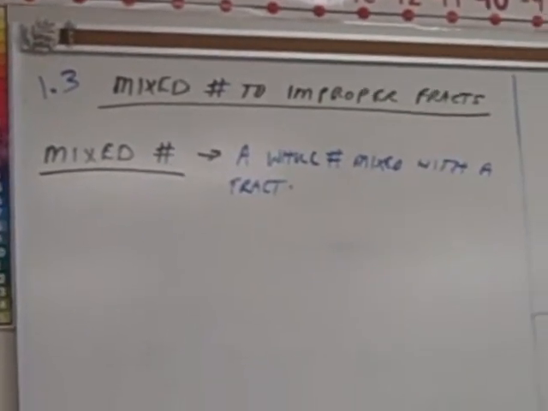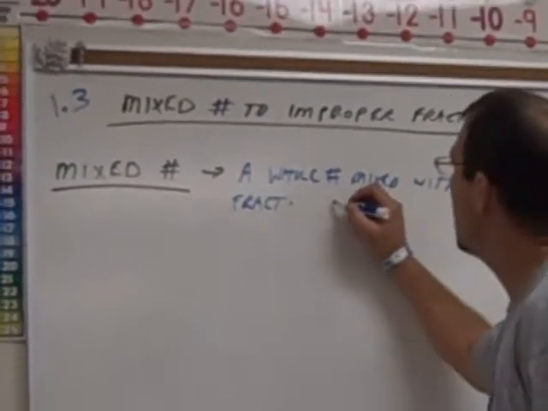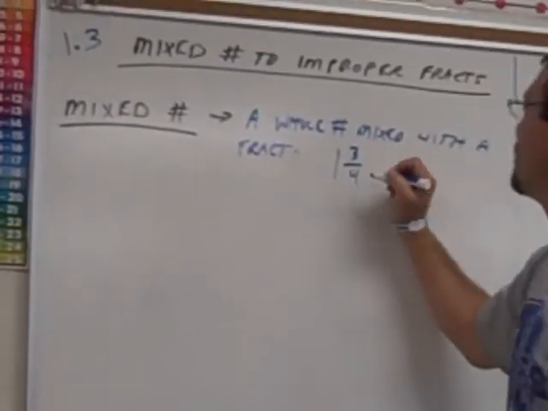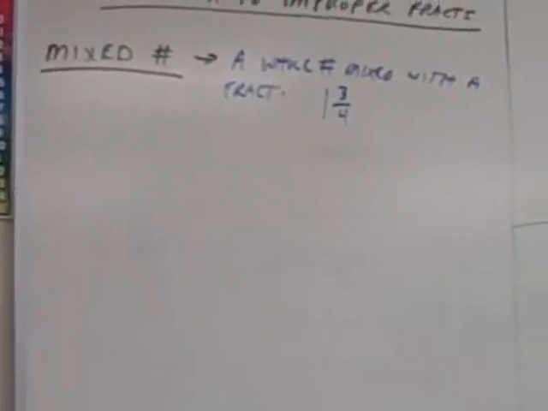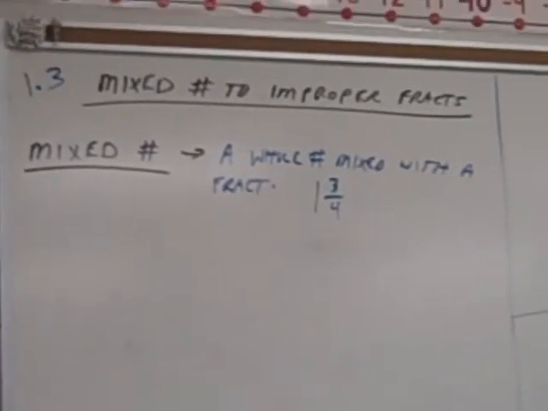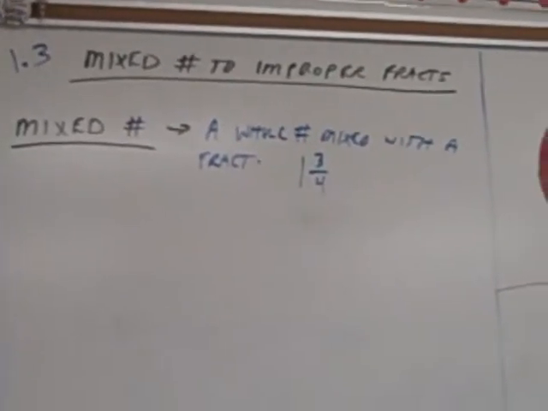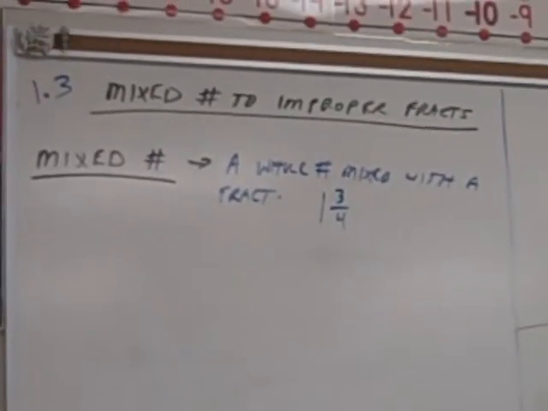So what does one look like, birthday? Call one out to me. 1 3/4. There's an example of a mixed number. It's mixed. It's got a big whole number and it's got a fraction all together. It's mixed up. It doesn't know whether it's a fraction or a whole number. A whole number mixed with a fraction.